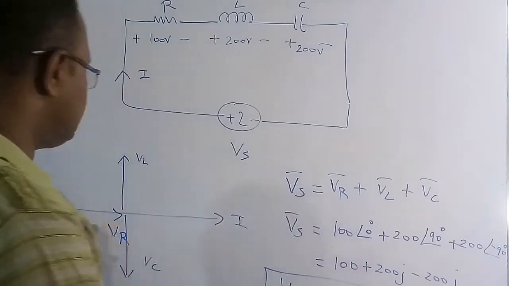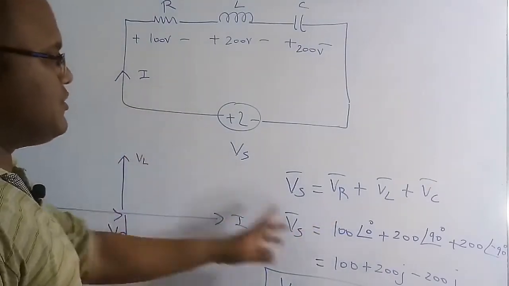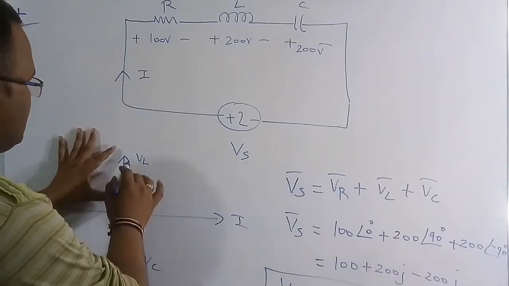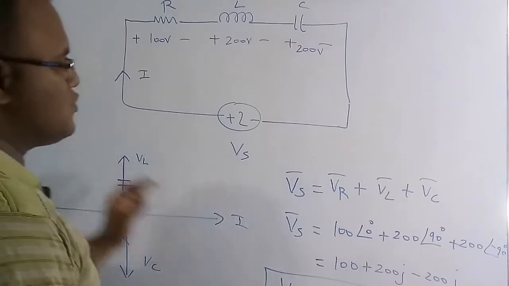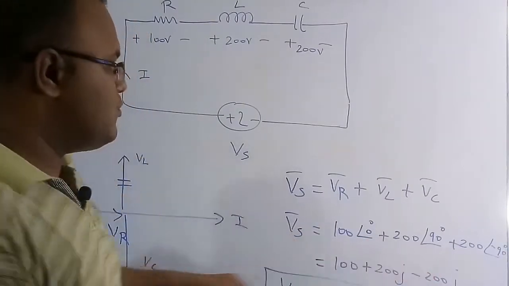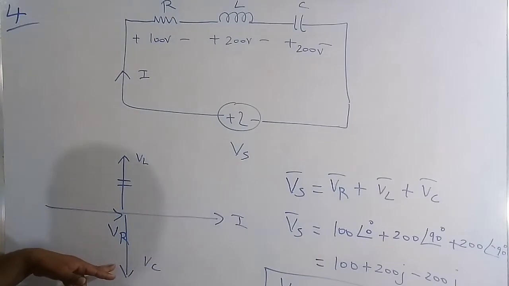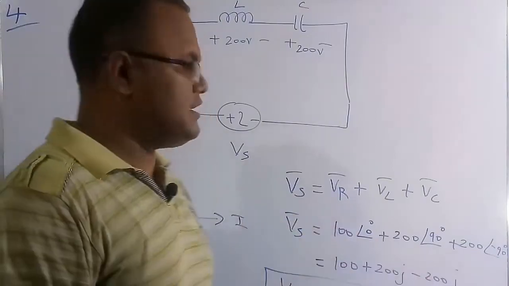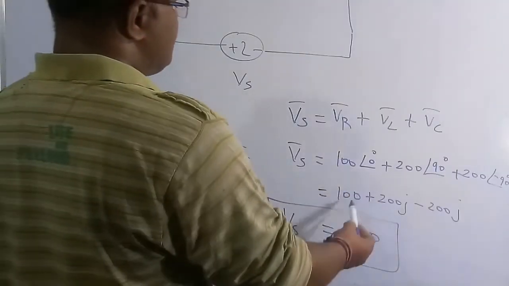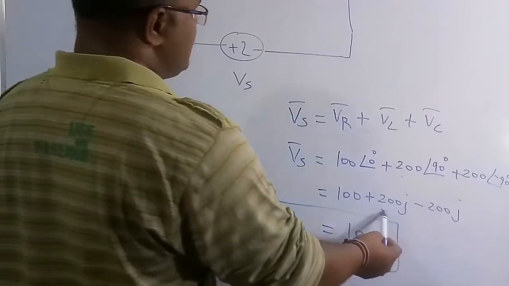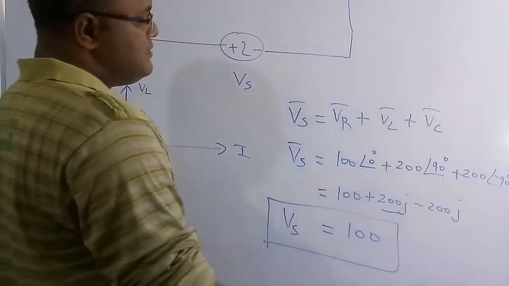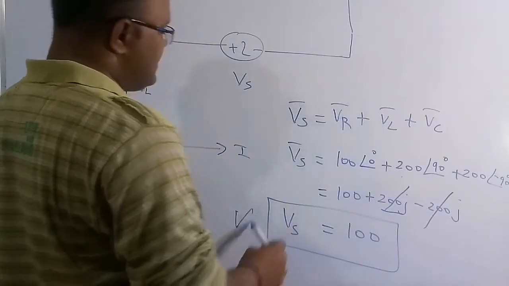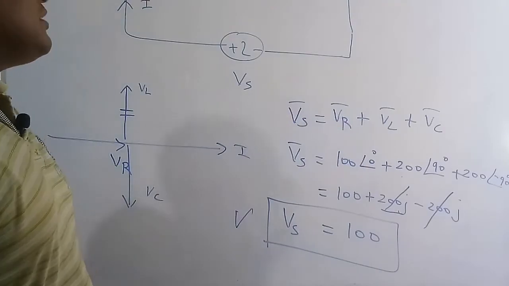VR is in the same phase, so 100 at an angle of 0 degree, plus VL, which is going to lead I by 90 degree, with magnitude 200, so 200 at an angle of plus 90 degree. The capacitor voltage magnitude is 200, but it lags by 90 degree, so 200 at an angle of minus 90. Therefore 100 angle 0 is 100, 200 angle 90 is 200j, and 200 angle minus 90 is minus 200j. Plus 200j and minus 200j cancel, so finally the supply voltage is equal to 100 volt.